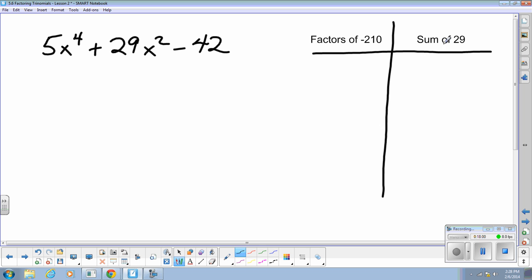I need a negative product. That means one of the factors has to be negative, one positive. Since it's a positive sum that I'm after, I want the number further from 0 to be positive. So that means negative 1 times 210, which sums to 209. Divide negative 2 into 210, that's going to be 105. So those two, when you add them together, is 103. Starting to get closer.